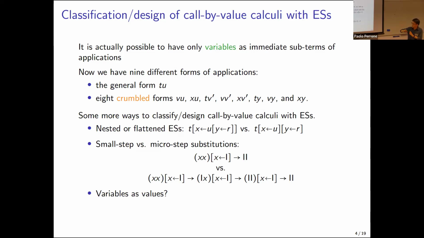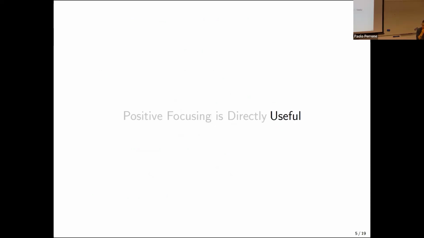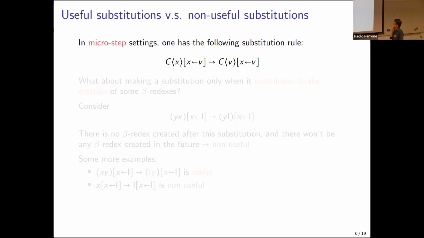Now I'm going to go back to the title, and then come back to these different ways of classifying call by value calculus with explicit substitutions later. So what is useful? I'm going to explain why I choose this term. In the micro-step setting, it means that I'm going to do substitutions for a variable occurrence one by one. So we often have this kind of substitution rule: you have an occurrence of x, and then you replace this x with a copy of the shared value.